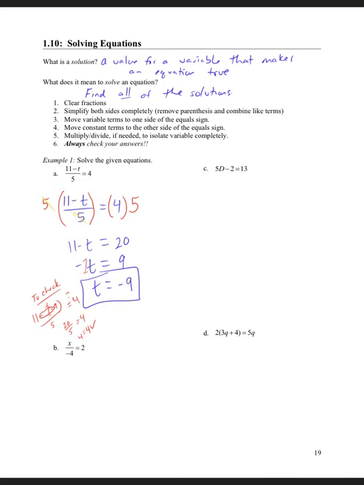So how do we undo a negative 2? Right, you have to add 2. Well, negative 2 plus 2 cancels. 13 plus 2, right, is going to be 15. And then we're just left with this 5d on the left-hand side.